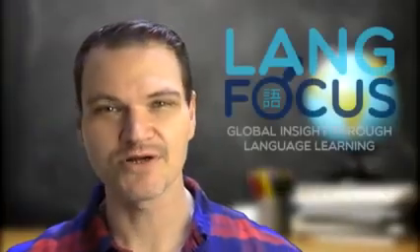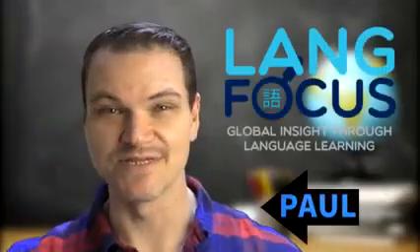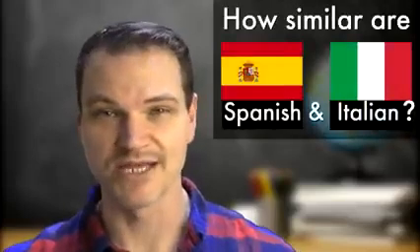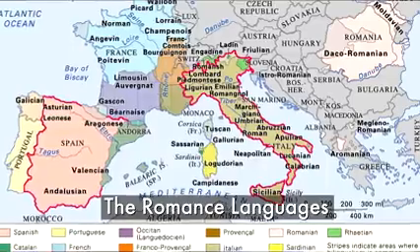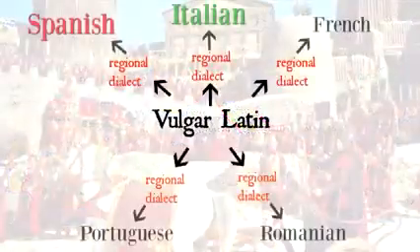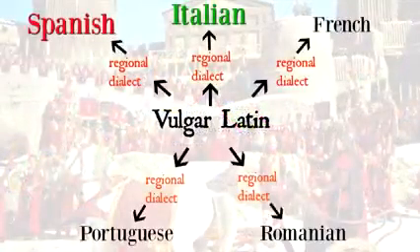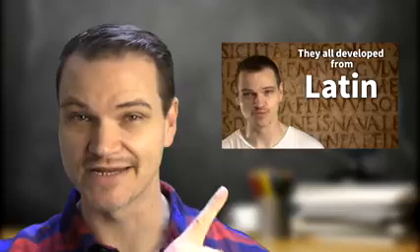Hello everyone, welcome to the LangFocus channel and my name is Paul. Today we'll be answering the question, how similar are Spanish and Italian? Spanish and Italian are both members of the Romance language family, which developed from dialects of Vulgar Latin which were spoken throughout the Roman Empire. For more information on their history and development, check out my video on the Romance language family right here.